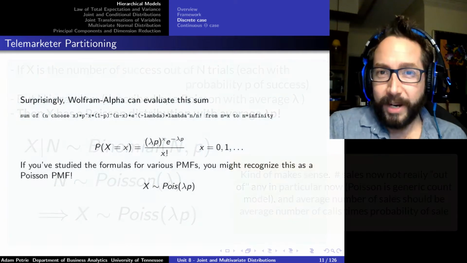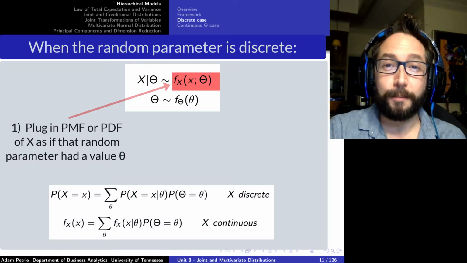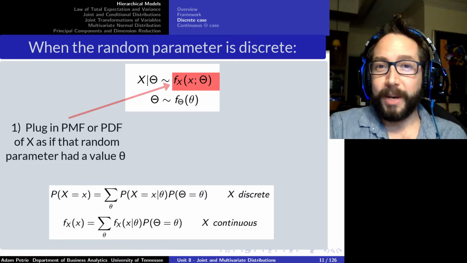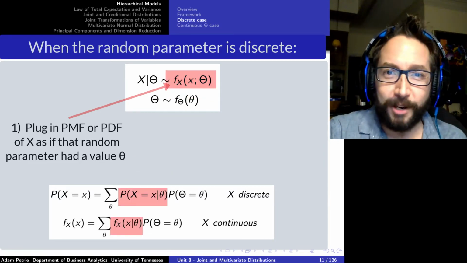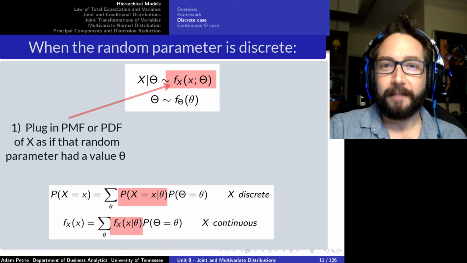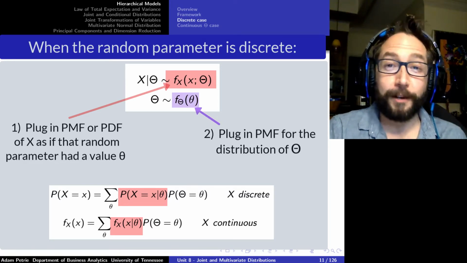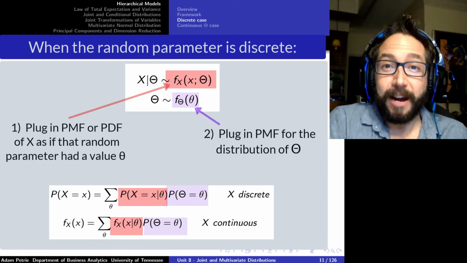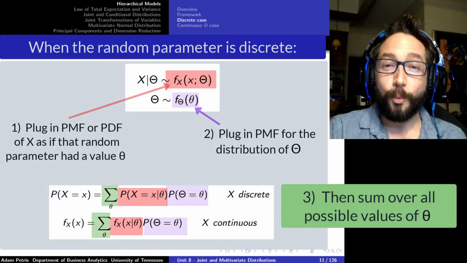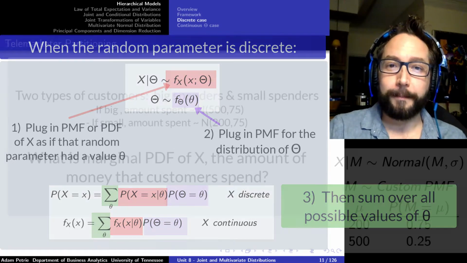And so whenever we're faced with this hierarchical model framework and we need to figure out what the marginal distribution of capital X is, our random variable of interest, we need to free ourselves from the random nature of that parameter that the distribution depends on, and we're going to do that partitioning trick.